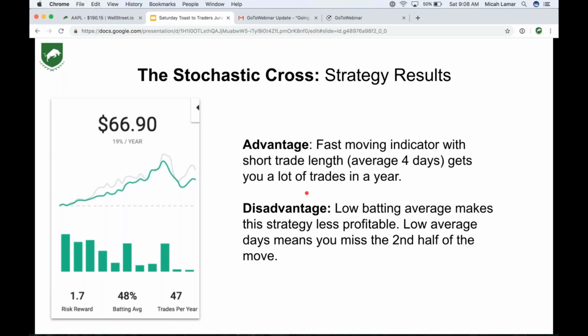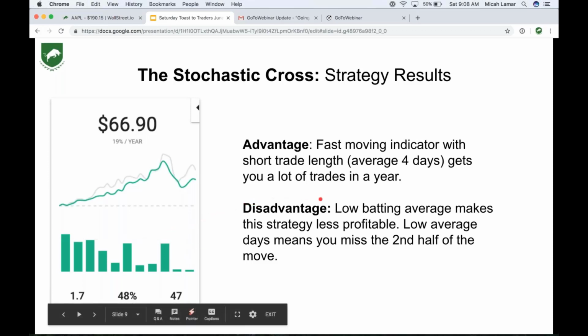But hey, stochastics, for many stocks, Apple's the one we're testing here, it's my favorite stock to trade, is a very profitable strategy. In fact, you can see these little green histogram bars being green every single year here means that this strategy has been profitable every year for 10 years. And each one of these represents 1 year.